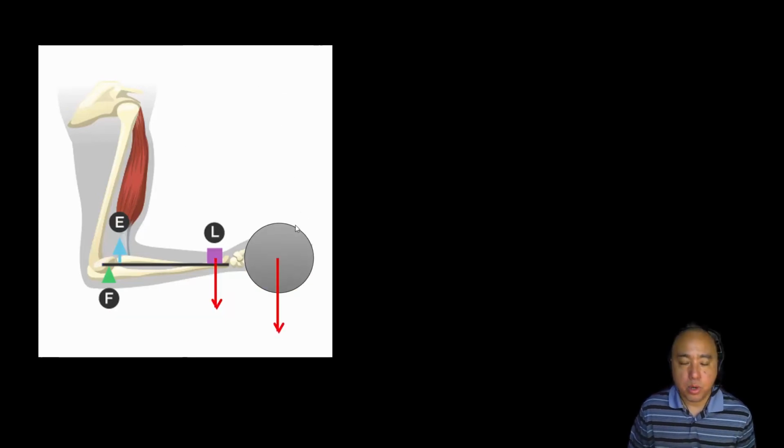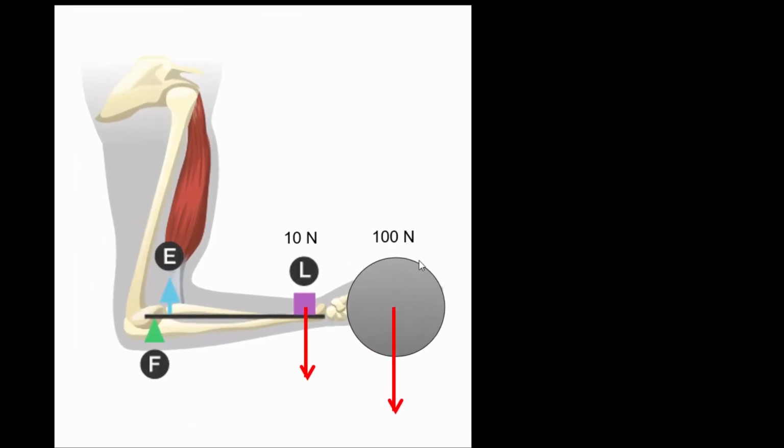All right, so let's put some numbers here. I've got the same scenario, and I'm drawing my free body diagram. The weight of the forearm is 10 newtons. The weight of the dumbbell is 100 newtons.